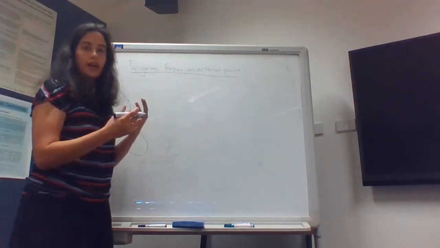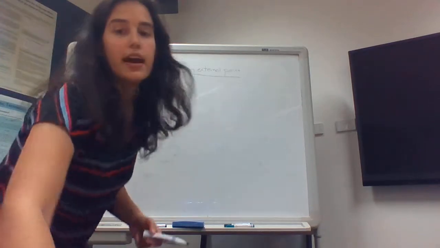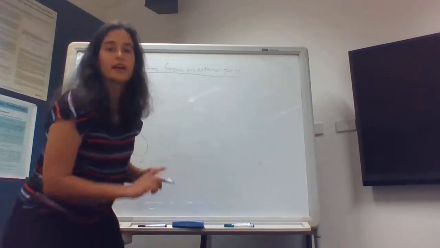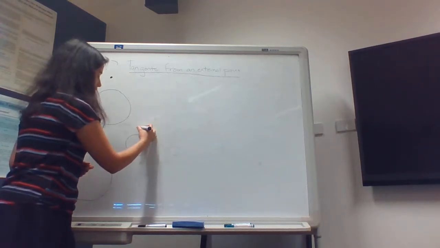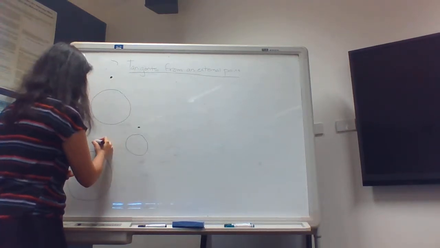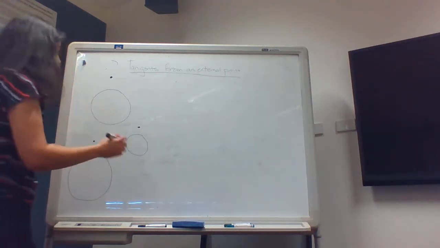Imagine one day I went along and I decided to draw some circles. Then I decided to put a point external to all these circles. So each of these circles has a point external to it. And then I decided to draw some tangents from that point to the circle.